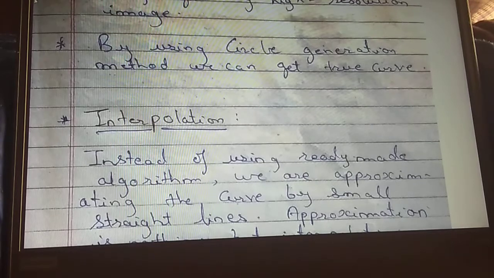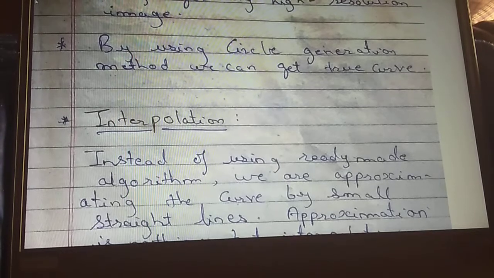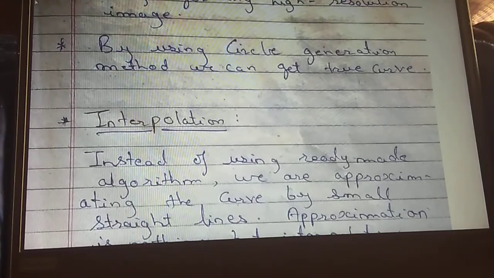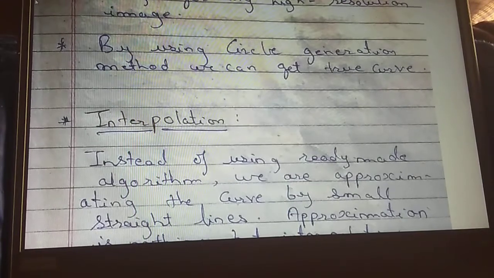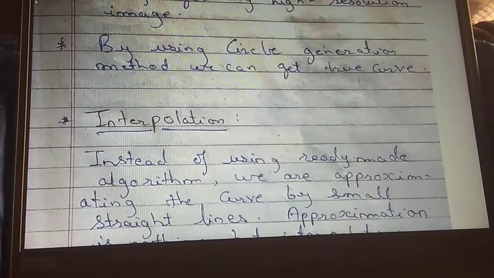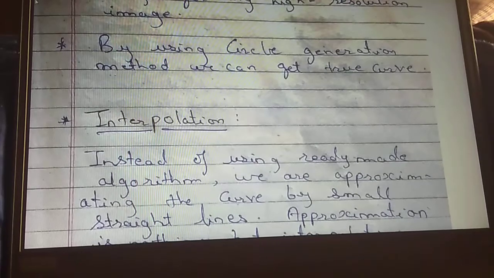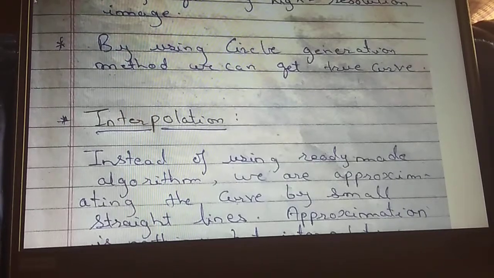Curve generation. So we can say that for generating a curve, mainly we have two methods: use of a curve generation method and approximating the curve. Approximating the curve is nothing but what is called interpolation, right? It is called the approximation of curve or interpolation. So first we'll see some info about the methods used to generate a curve. These are the very basic methods which are already available, right?